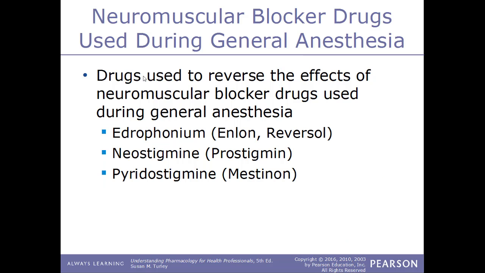After these kinds of drugs are given for surgery, there are drugs given to reverse the effects of neuromuscular blocker drugs. These are muscle strengtheners. Some examples of this class of drug would be edrophonium, which is known by the trade names Reversol or Enlon; neostigmine, which is known by the trade name Prostigmin; pyridostigmine, which is known by its trade name Mestinon.